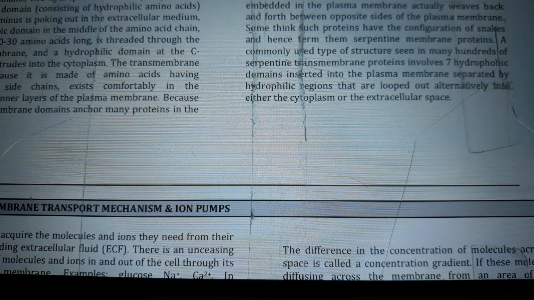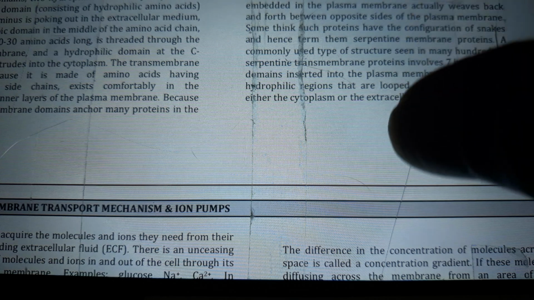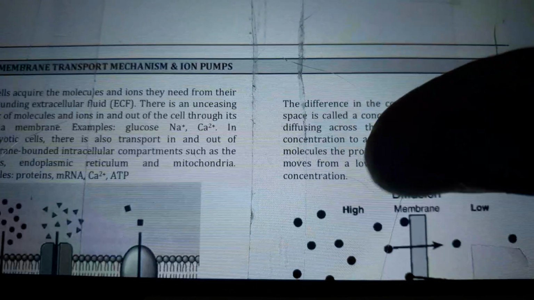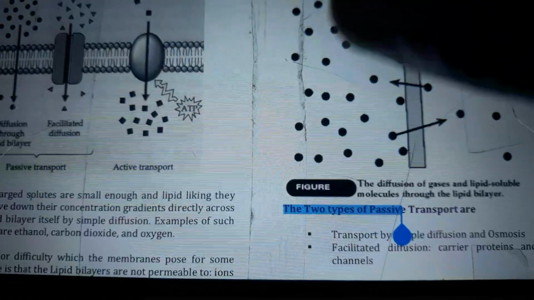A commonly used type of such structure seen in many hundreds of serpentine transmembrane proteins involves 7 hydrophobic domains inserted into the plasma membrane, separated by hydrophilic regions that are looped out alternatively into either the cytoplasm or the extracellular space.